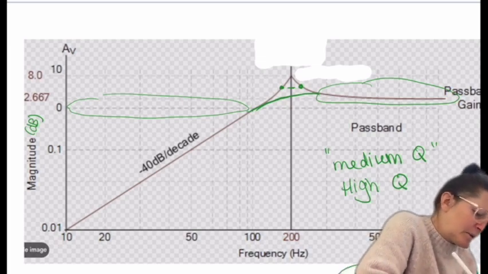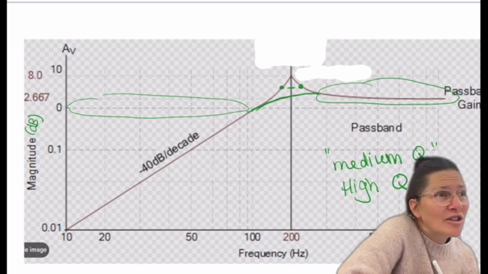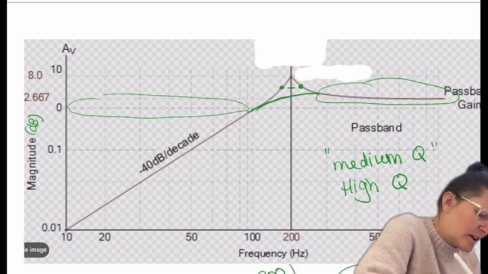What is your resonant frequency? 200 hertz. And what would you say is your omega C here?